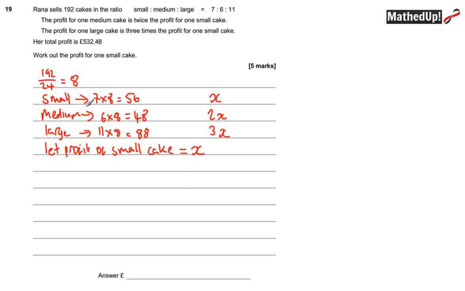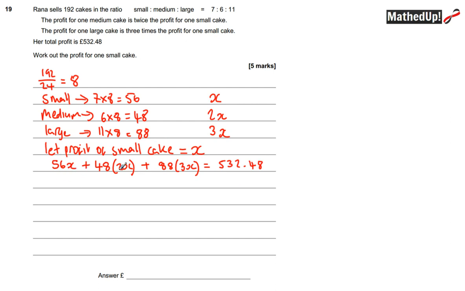So my total profit for the small cake is going to be 56 times by x. That's going to be the profit of my small cake. The profit for my medium cake, well, I've got 48 of them, and I know it's going to be 2 lots of x, so it's going to be 48 times 2x. And then for the large cake, it's going to be 88 times by 3x. And if I total the profit altogether, the total profit we know is going to be £532.48.